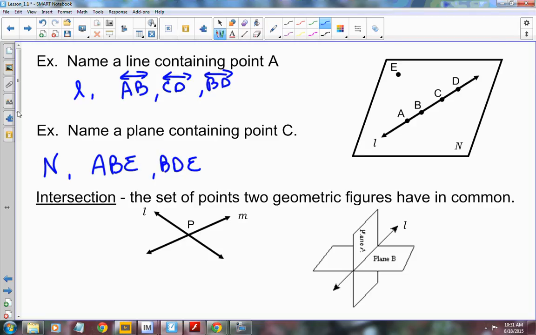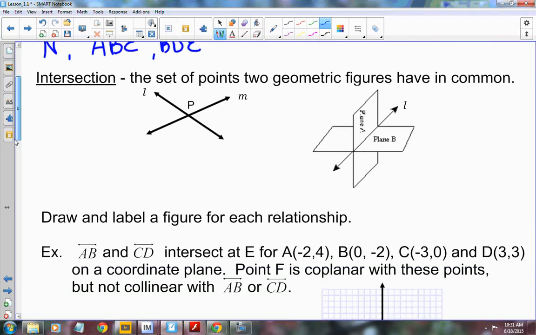All right, now, intersection. Intersection is the set of points 2 geometric figures have in common, all right? I have this line L and I have this line M. They intersect at point P. So this right here is considered my point of intersection. That's my intersection. It's what they share. That point P is part of line L. It's also part of line M.